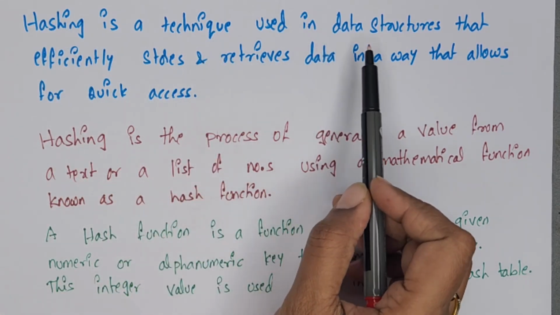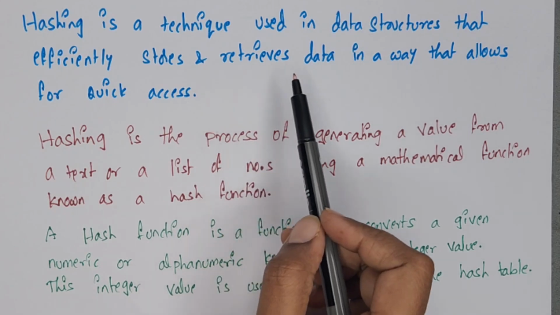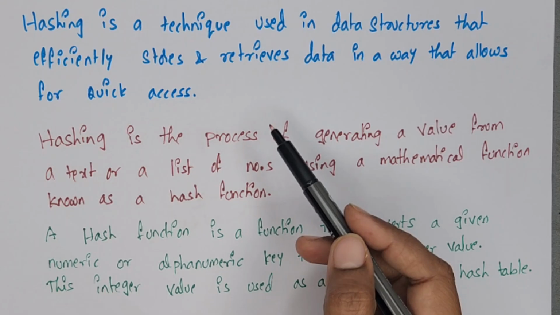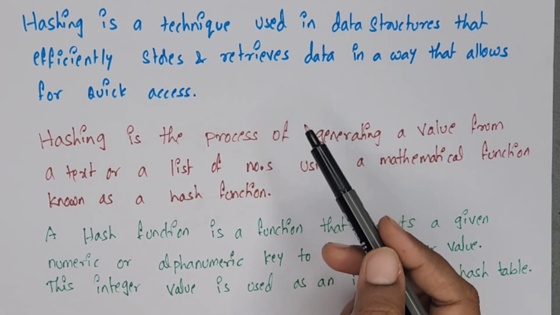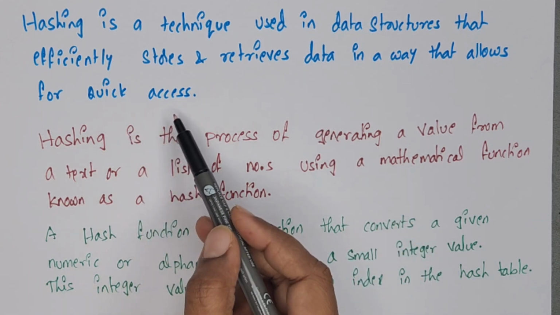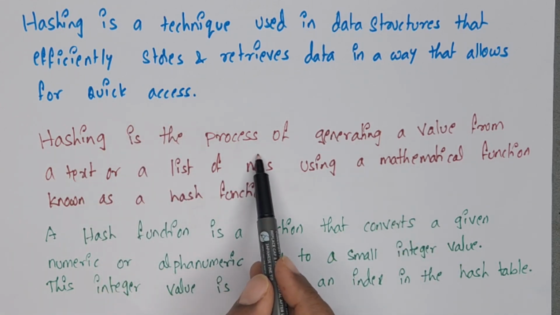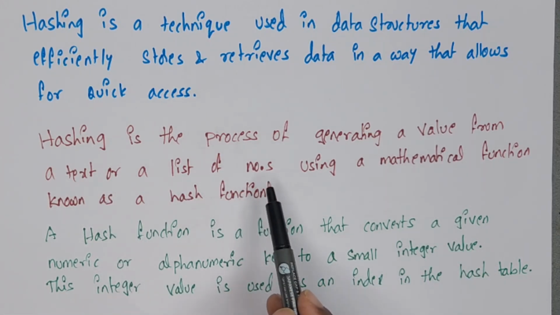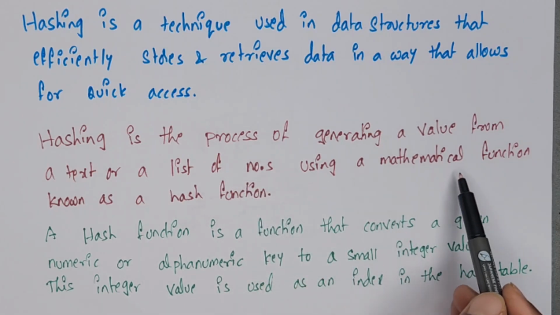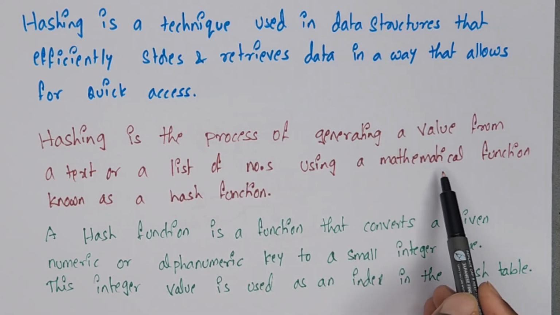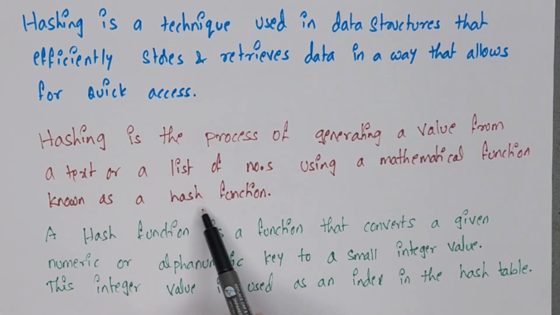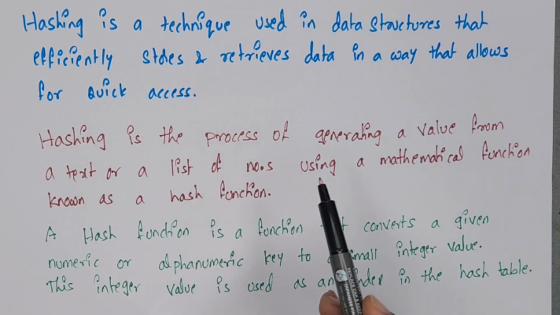Hashing is a technique used in data structures that efficiently stores and retrieves data in a way that allows for quick access. With the help of the hash function you are storing the element, and with the help of the hash function you can easily access the element. So quickly you can access the element from the hash table. Hashing is the process of generating a value from a text or list of numbers. Whenever you insert text or any number, we use one mathematical function that generates one value. That function is called a hash function. The hash function generates one number.